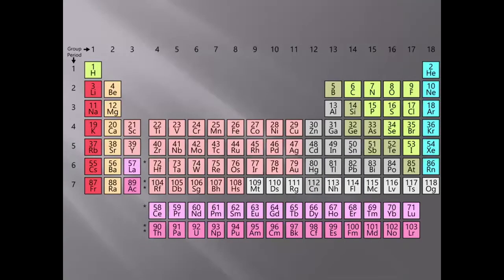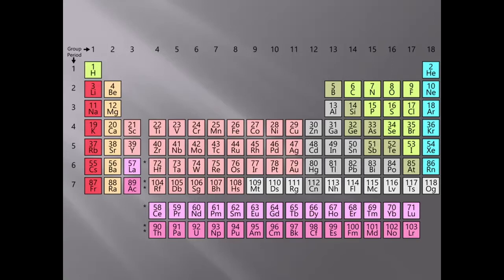So let's move on to this one. The only thing really to talk about on this slide is what a group is and what a period is. Groups are columns. So this is group 1 right here, group 2, group 3. All you need to write down on this slide is that a group is a column on the periodic table, and it's labeled 1 through 18.